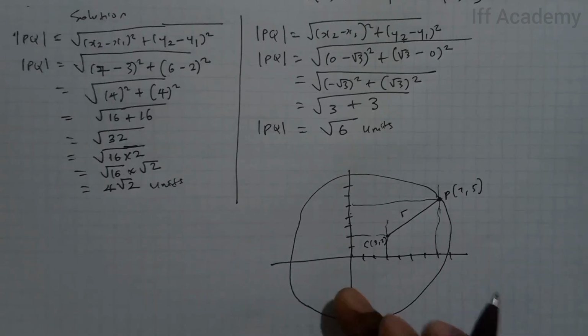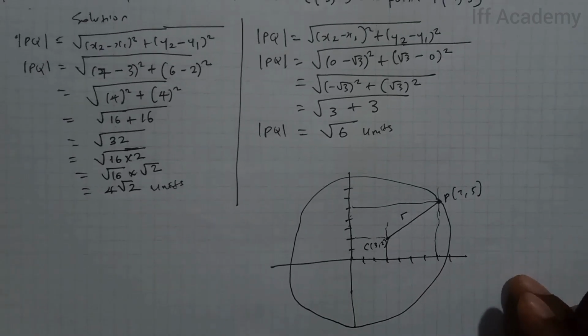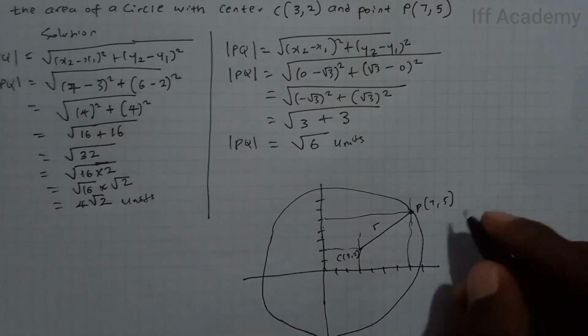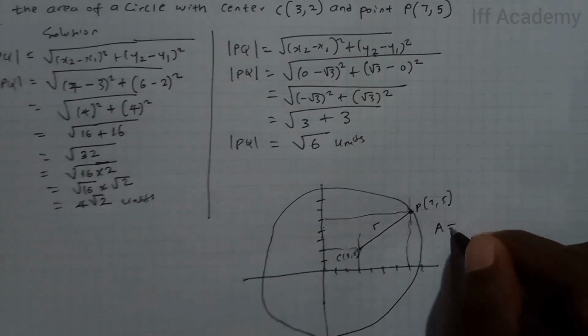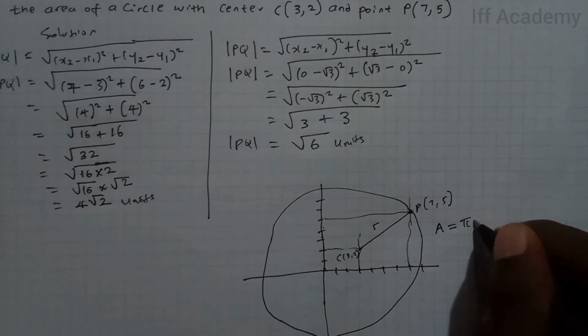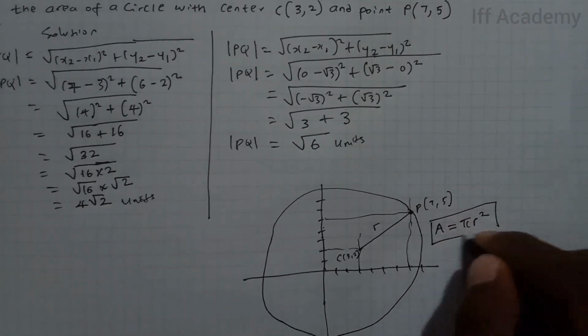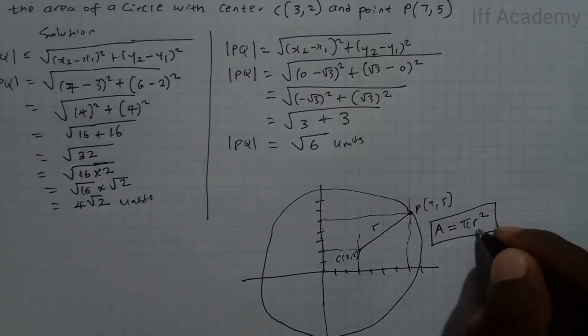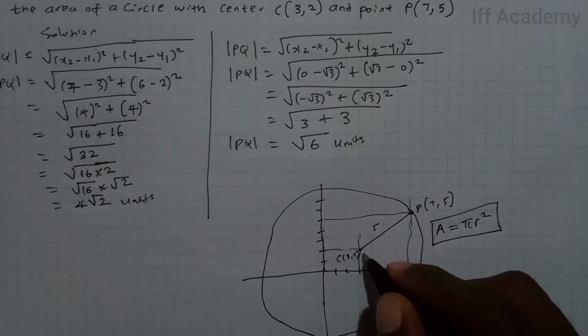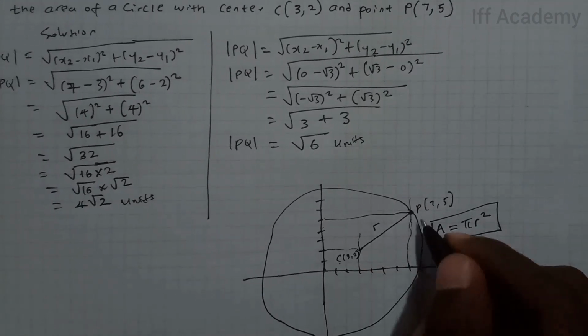Now, we have to find the area of the circle. So to find the area of the circle, we must first find what? The radius, because the area of a circle is given as A equals pi r squared. So the area of a circle is pi r squared. That means you have to find the radius. And this radius is the distance between point C and point P.